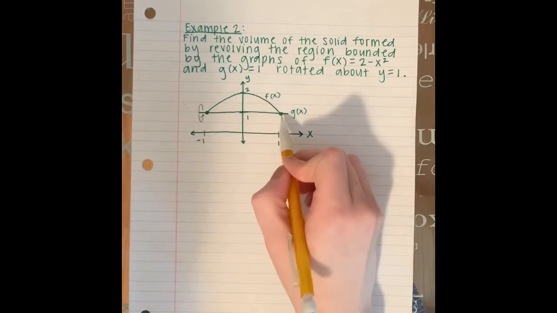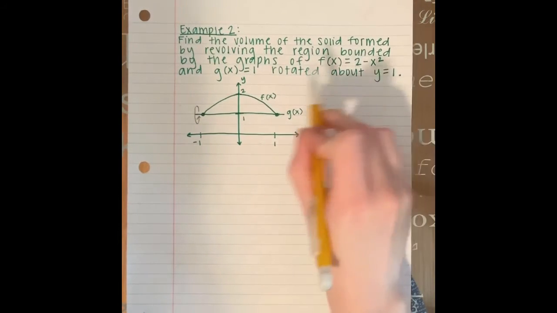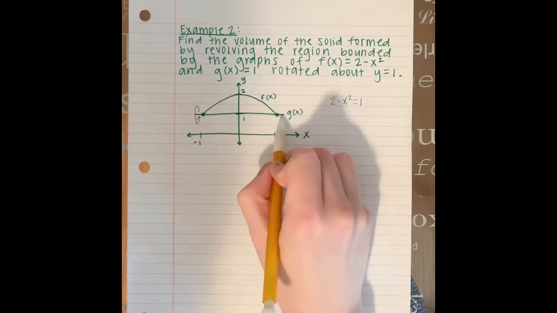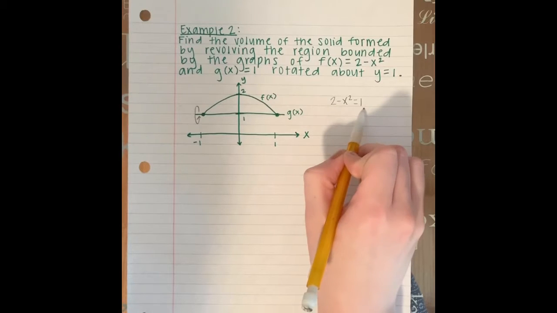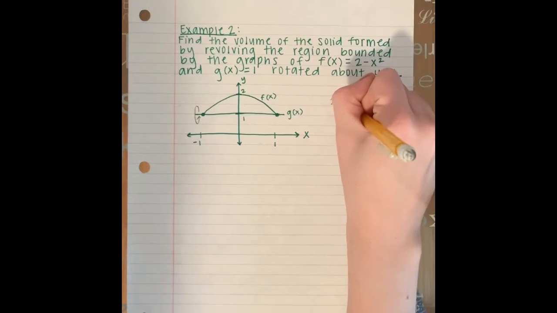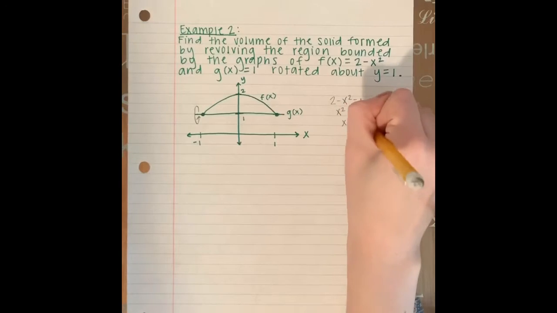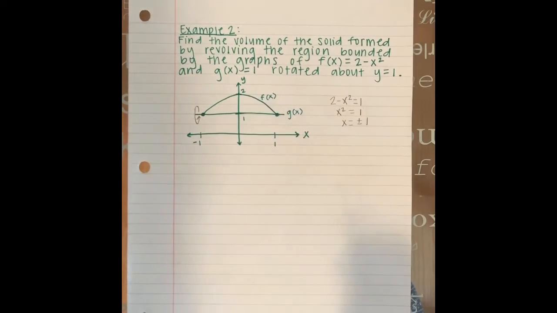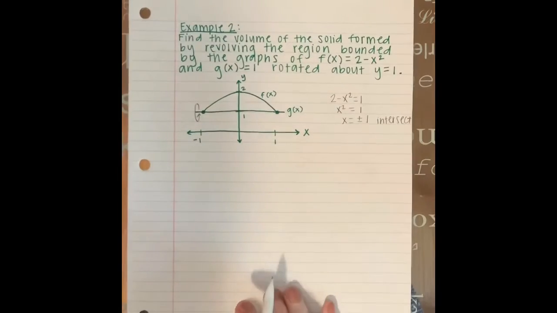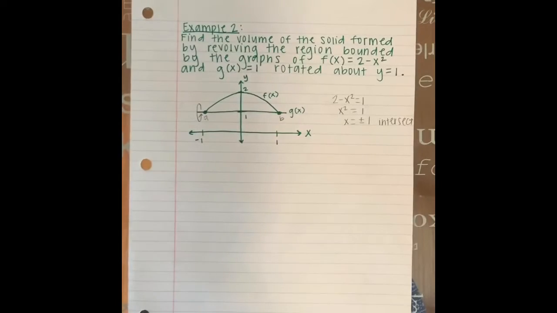The way that I figured out these endpoints is by setting them equal to each other. Where does 2 minus x squared equal 1? If you weren't given these two endpoints, you figure it out by setting f of x equal to g of x. So that would be x squared equals 1, so x would equal plus or minus 1. That's how I figured out these points right here. That's where they intersect. All right, so that would be our a and our b once we find our integral.